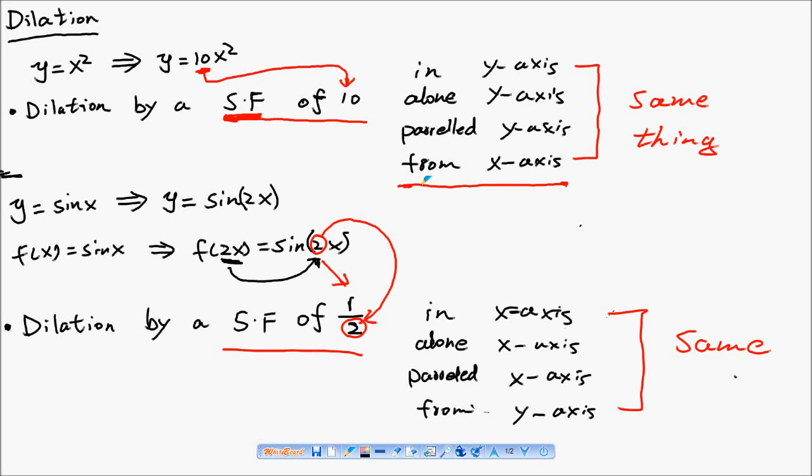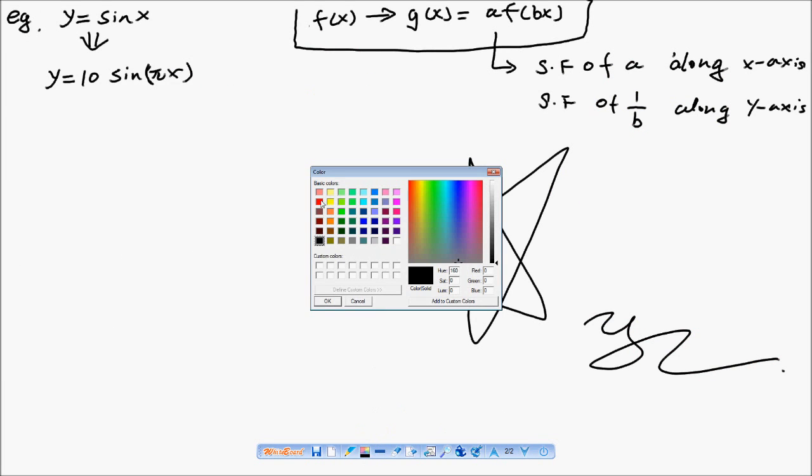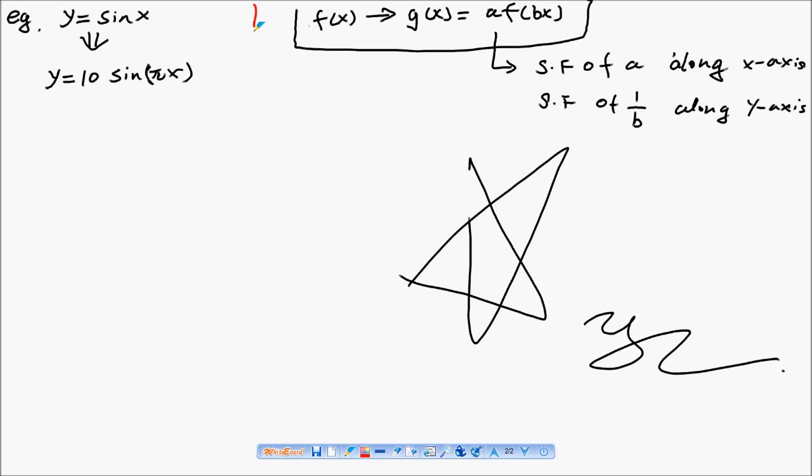Just remember, what I can recommend is when you describe a function, try not to use the word from. Always use in, along, or parallel. If you use from, sometimes it's just confusing. But in the exam, if they ask, you have to know what from means. But when you describe a dilation, never use the word from. Always use in, along, parallel. The general formula is there, you can put it in your notes.